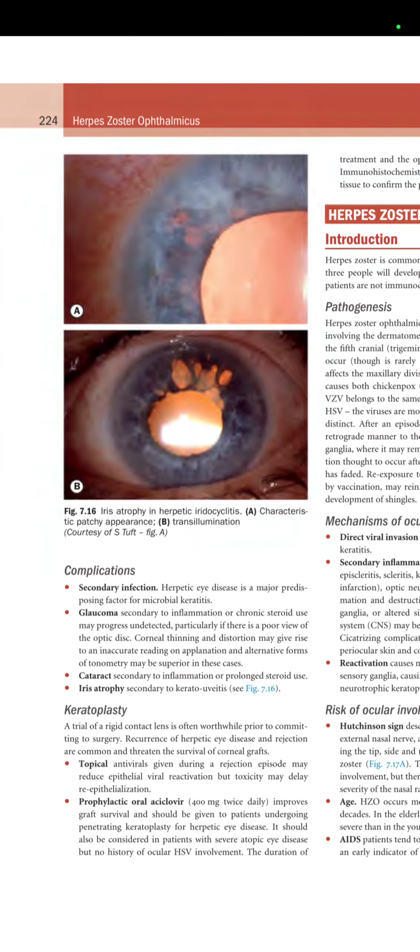So you can see iris atrophy in herpetic iridocyclitis. You can see a characteristic patchy appearance, and in B you can see the trans illumination. When the light is passing through the pupil, you can see that it is coming back. This is a trans illumination defect.